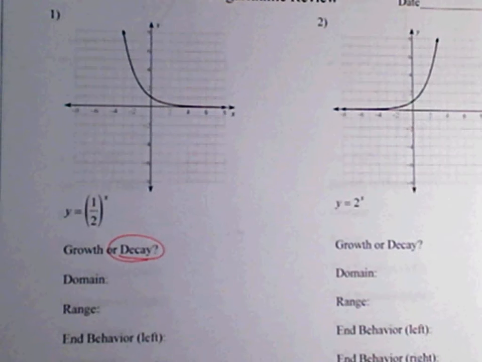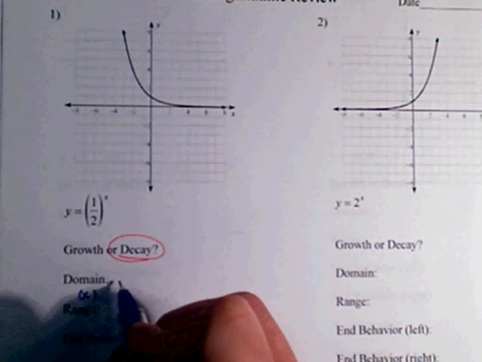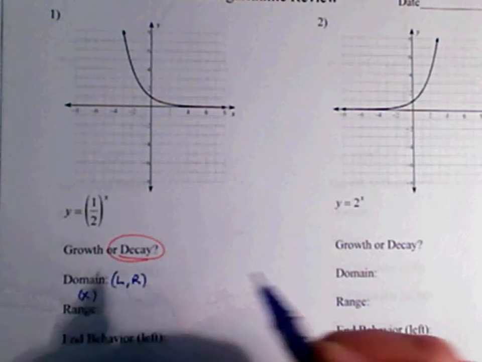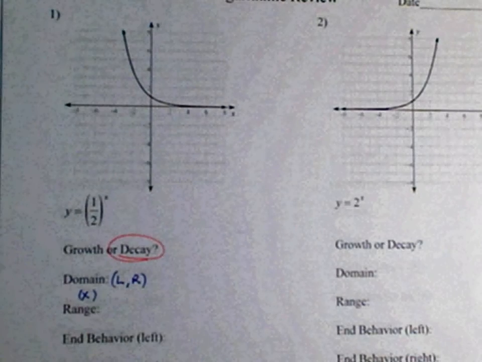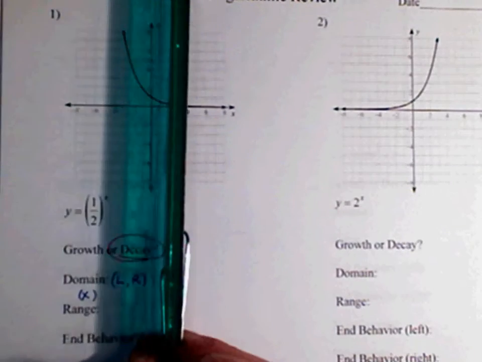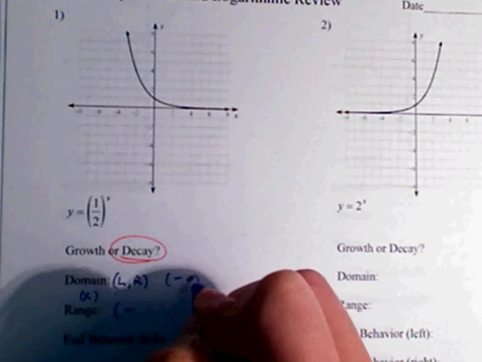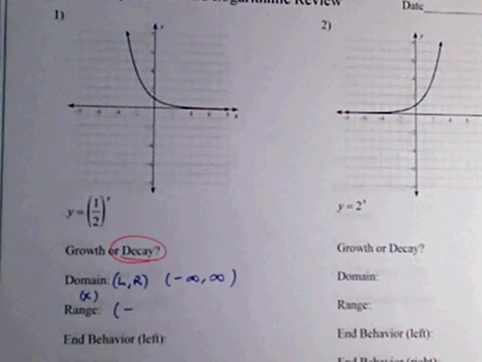Okay. Second part, your domain. Your domain is always your x value. It goes from left to right. So where is this graph going? Well, it starts here on the left, goes all the way to the right. So you're going to have negative infinity to positive infinity. Okay?